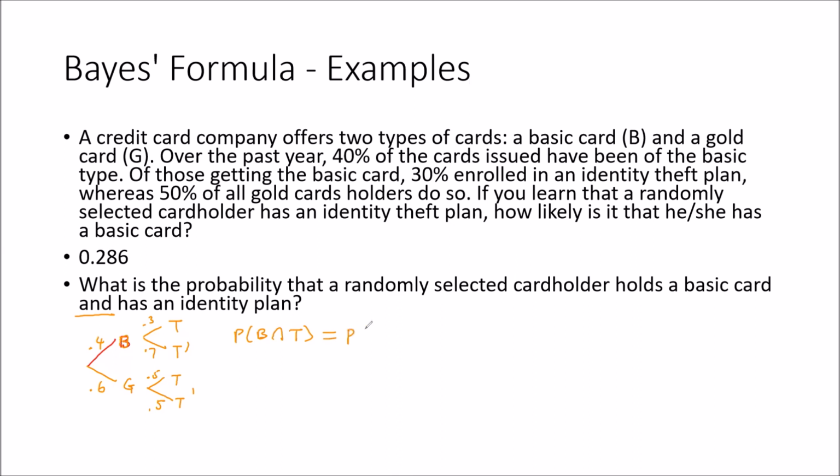We can use the product rule, conditioning on B instead of conditioning on T, which is a posterior probability and is a little bit harder to find. You would have to use the Bayes rule. So instead of doing that, we use the product rule and condition on B. So this is the product rule of probability. And then 0.3 for the conditional probability of T given B, and then you have a 0.4. So this is 0.12. That is the answer. It's not a conditional probability.